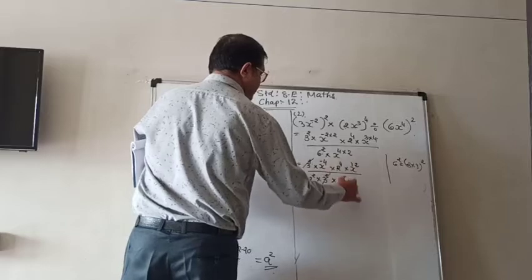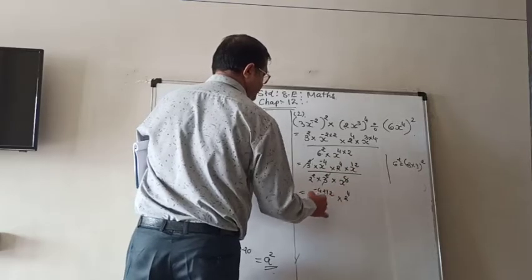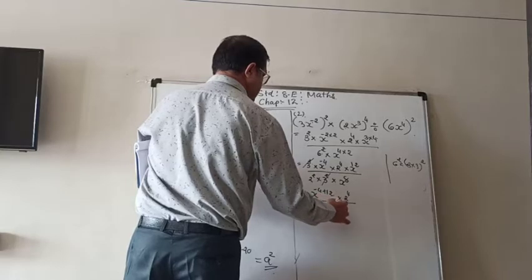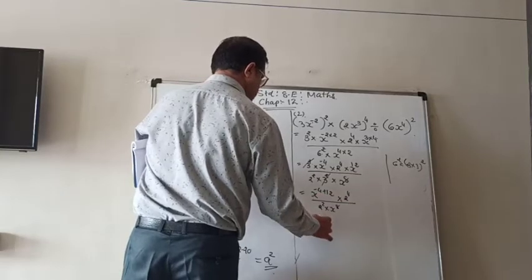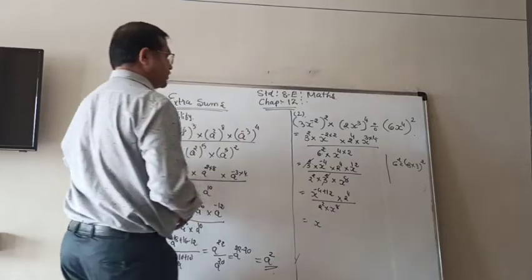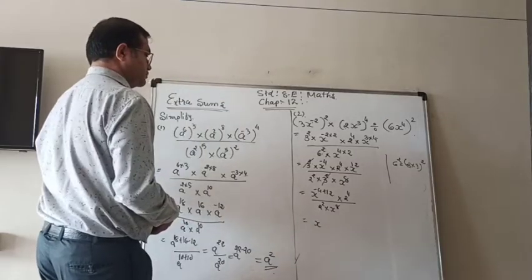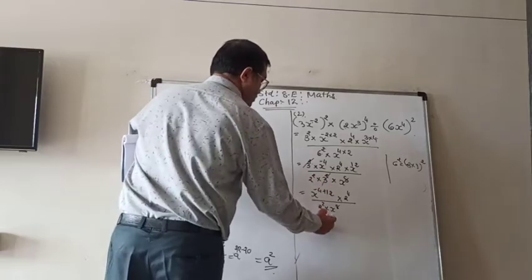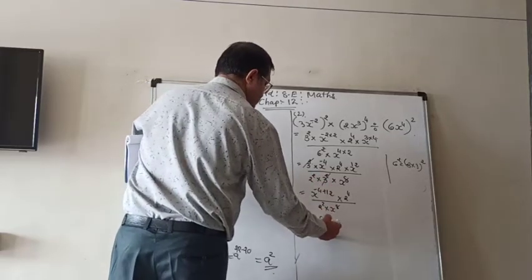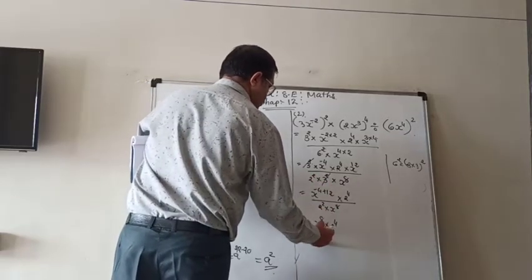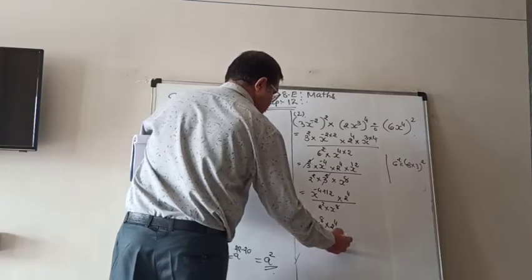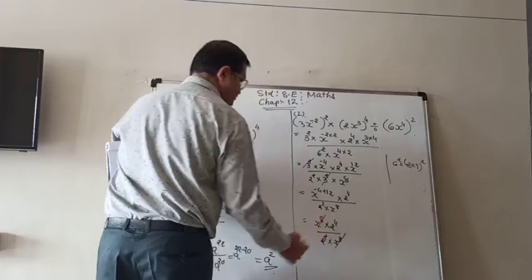Multiplied by, here there is only 2 raised to 4. Here 2 squared times x raised to 8. So here 12 minus 4. How much? 8. 2 raised to 4. 2 squared into x raised to 8. Here also you can see that.